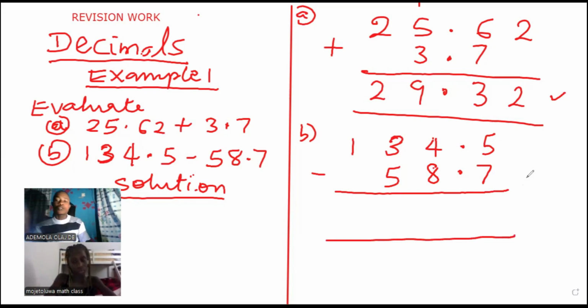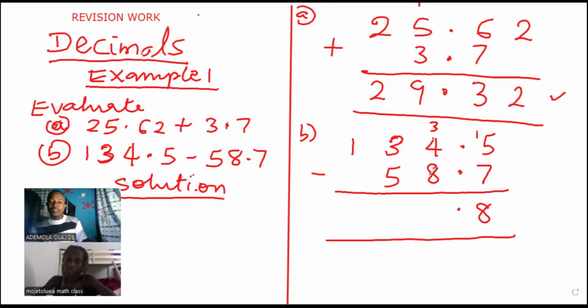Since this time we are subtracting, to subtract 7 from 5, you know that 7 is bigger than 5. So you take 1 from this 4. This one remains 3. Then that one, you bring it here, it becomes 15. If you subtract 7 from 15, what do you have? 8. Put your decimal.